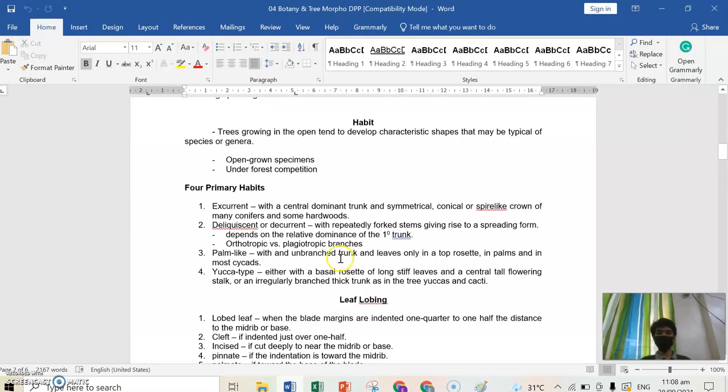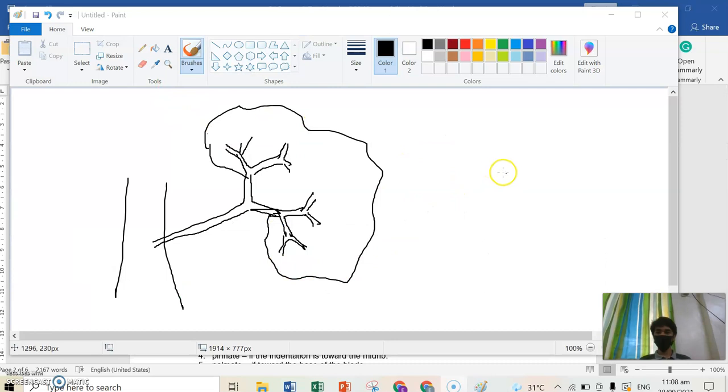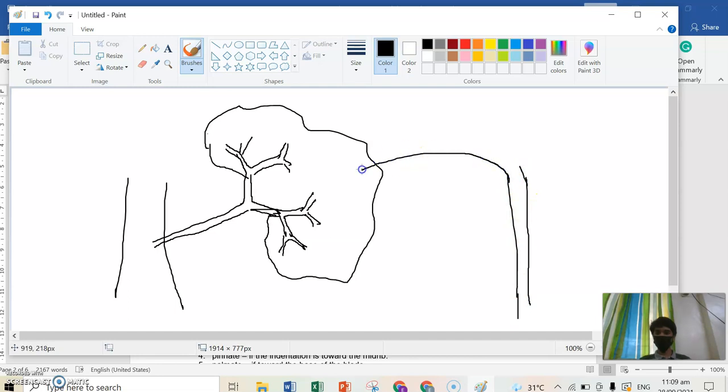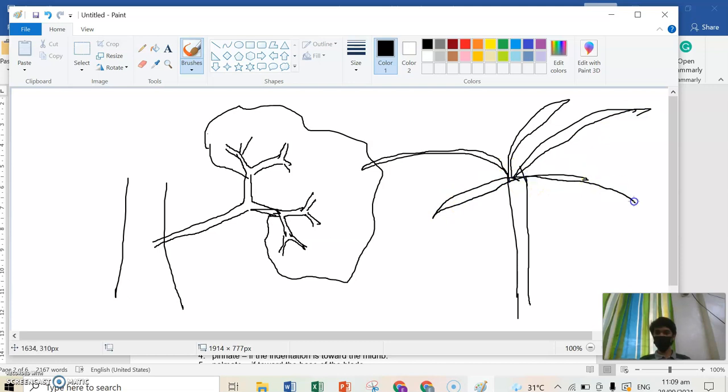Then we have what we call palm-like, with an unbranched trunk and leaves only in a top rosette, in palms and in most cycads. But the best example of this is our coconut. Have you seen our coconut? It has only one main trunk, and on top are the fronds. It is only one because it does not branch. The fronds are only situated in the terminal part of the plant. That is what we call the palm-like habit. This is most common in the palm family: palms, coconut, buri.